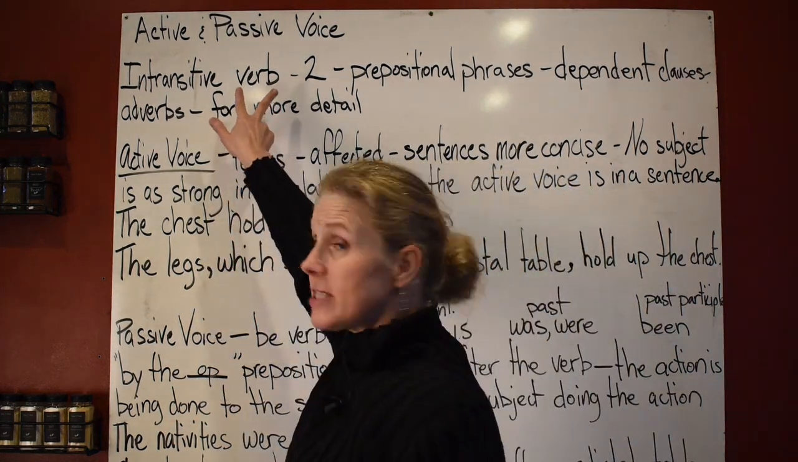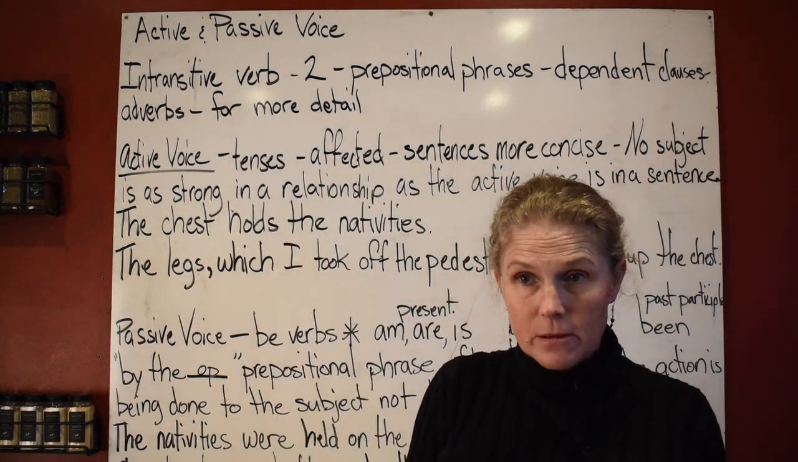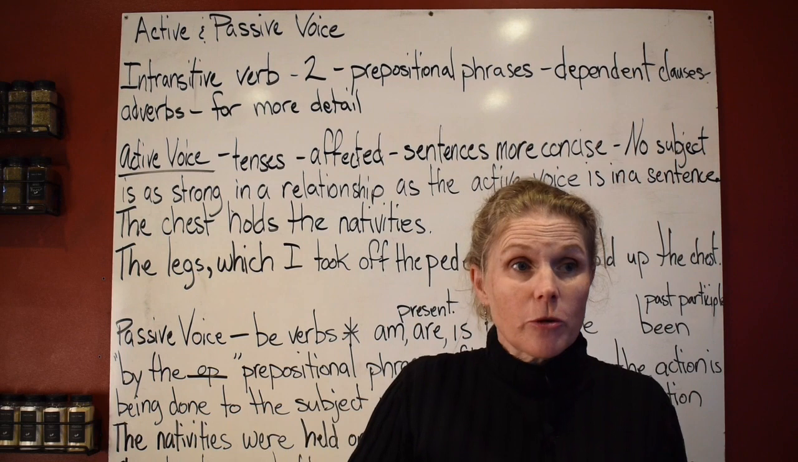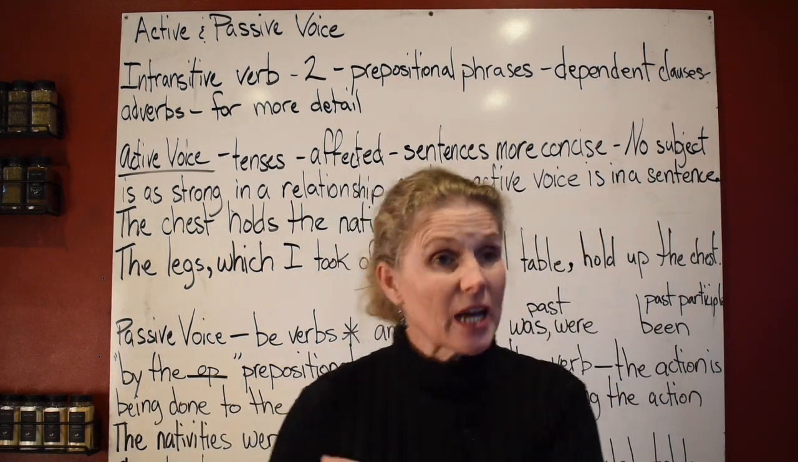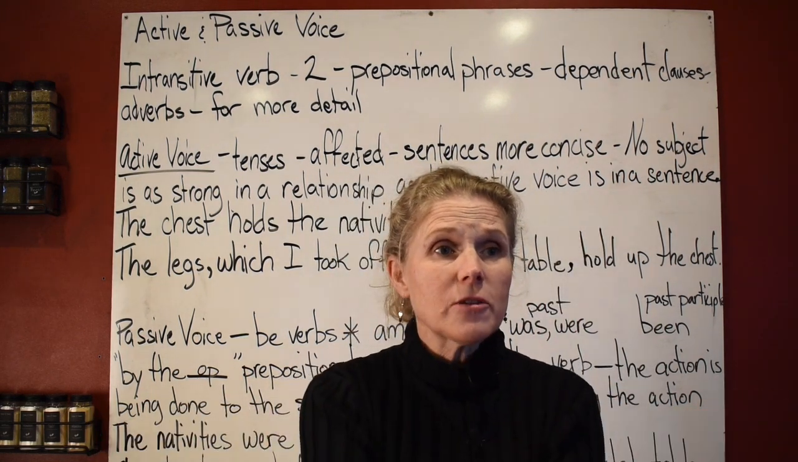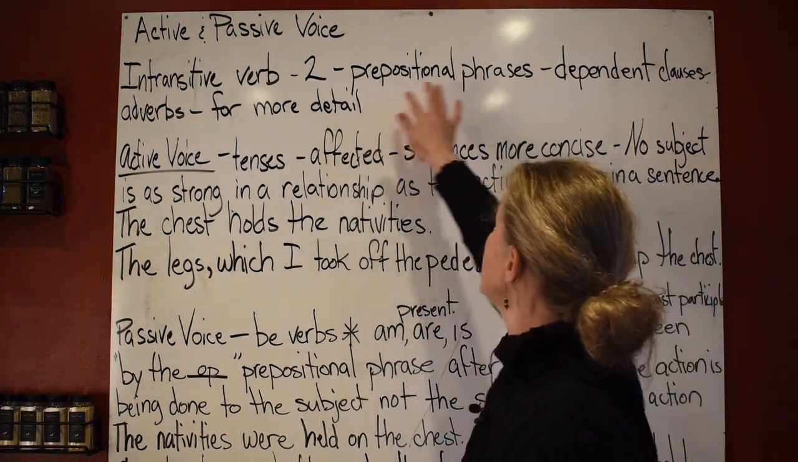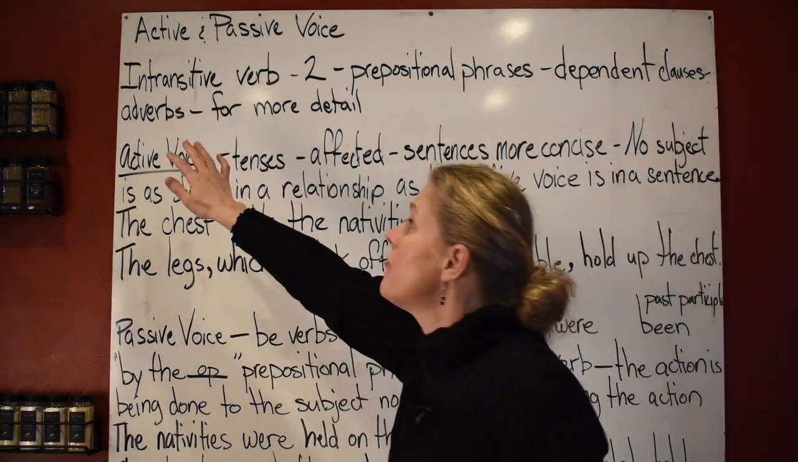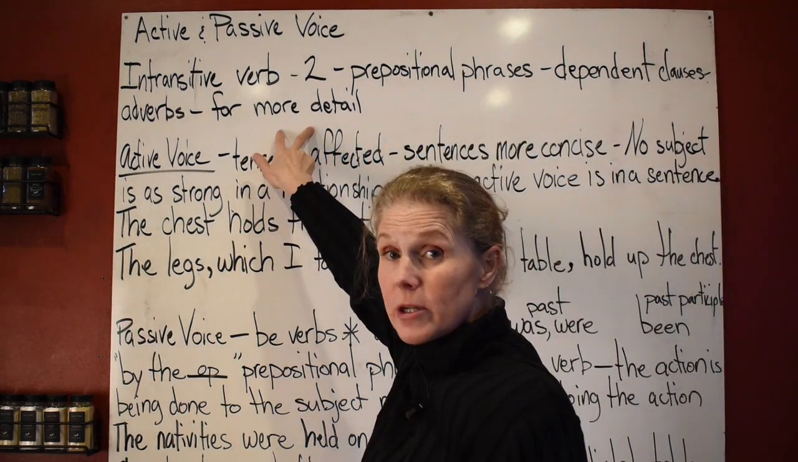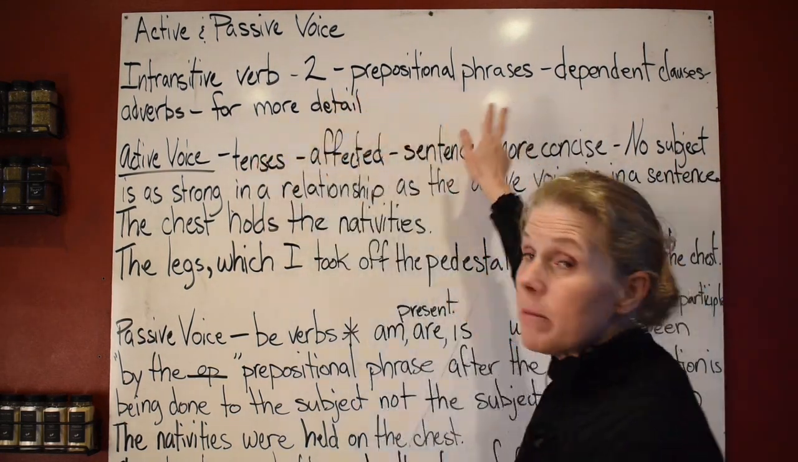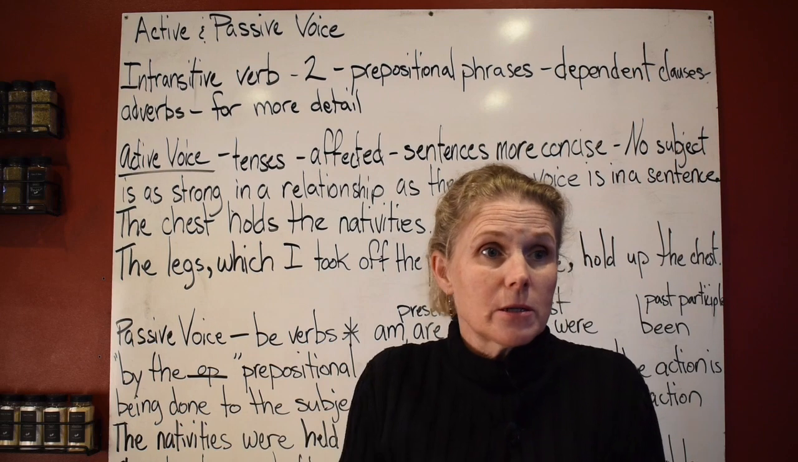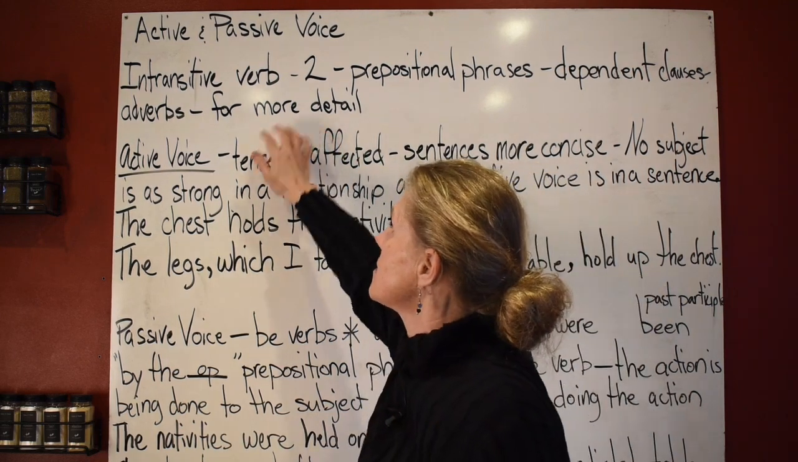Okay, so are you understanding what an intransitive verb is? This is a verb that does not have a direct object. That's all it is. Intransitive verbs do not have direct objects. But it has to have these other things for more detail. You have to have them or you're not going to understand. So you still need these things.